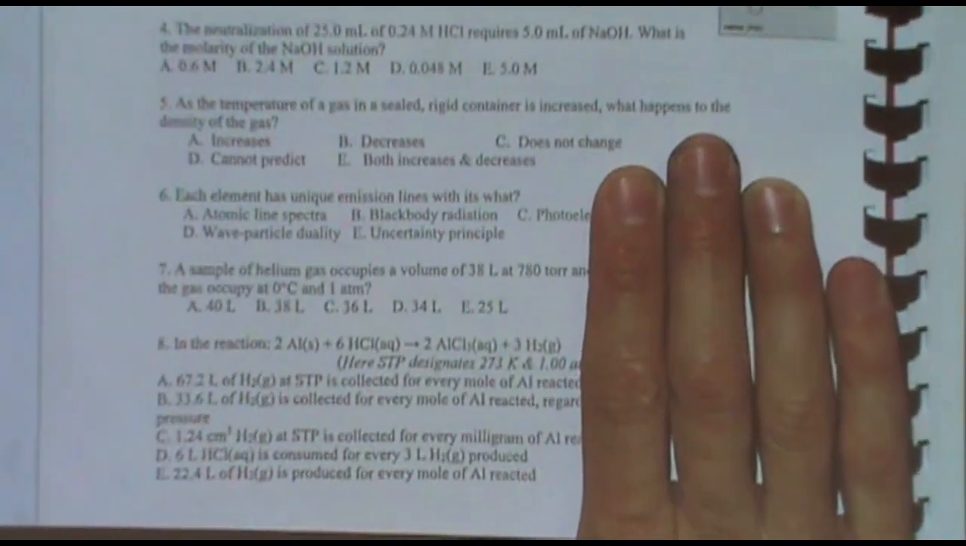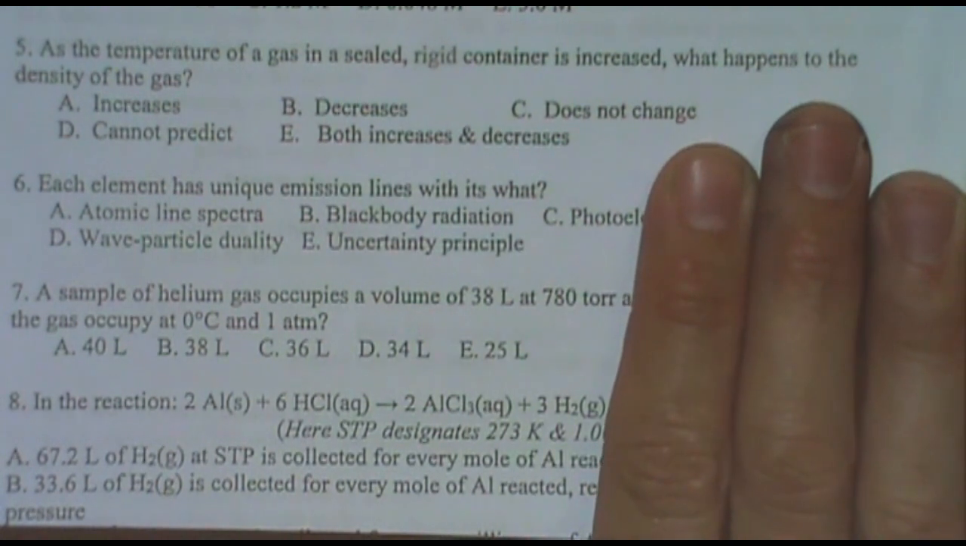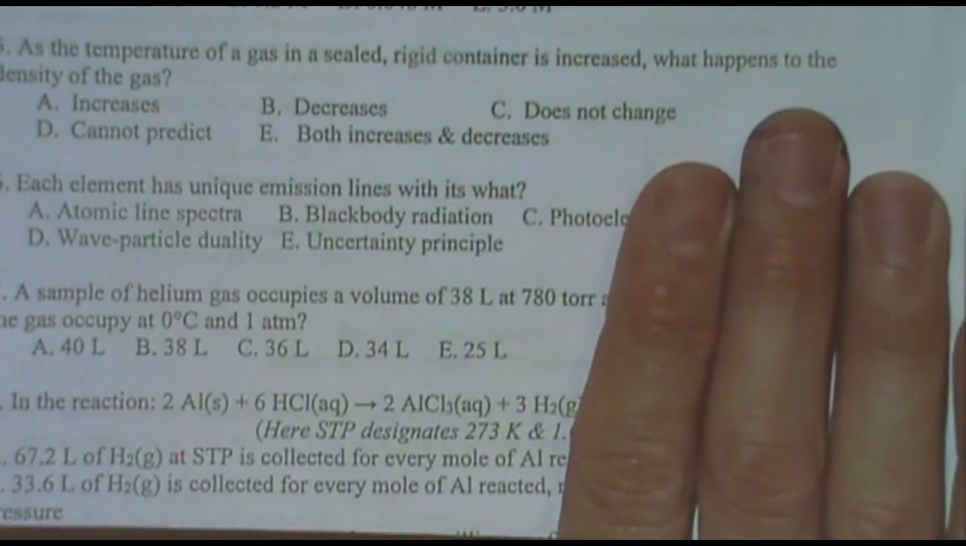Let's see, can you see this? As the temperature of a gas in a sealed rigid container is increased, so the temperature goes up, but sealed rigid container means the volume doesn't change. Sealed means the moles don't escape, so the moles don't change. What happens to the density of the gas?